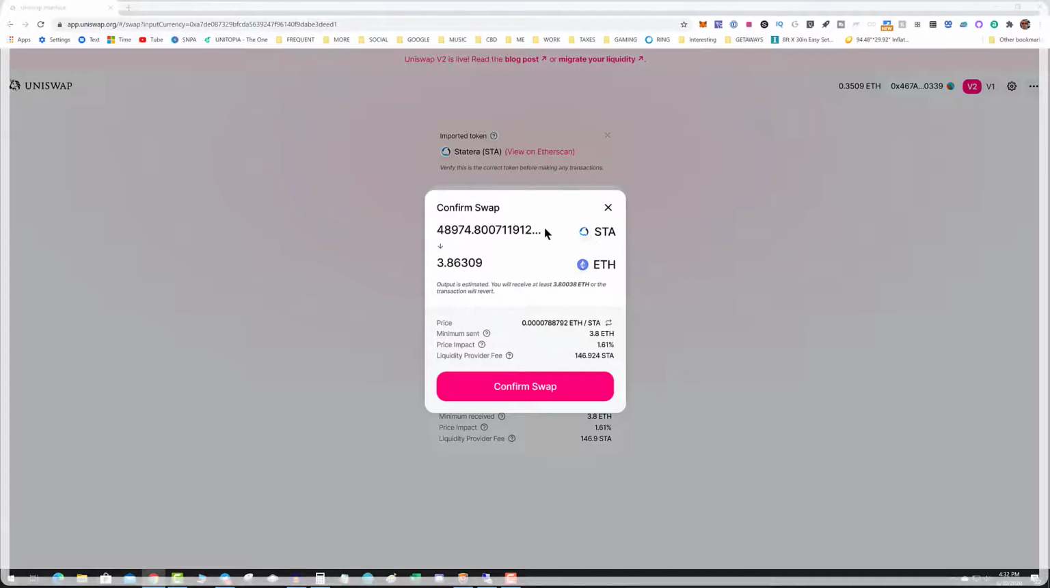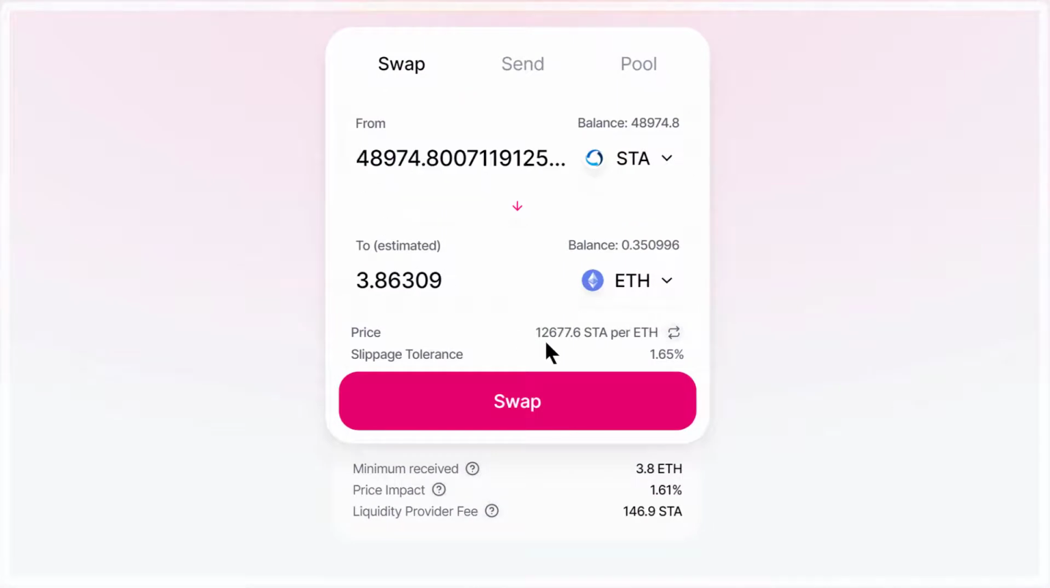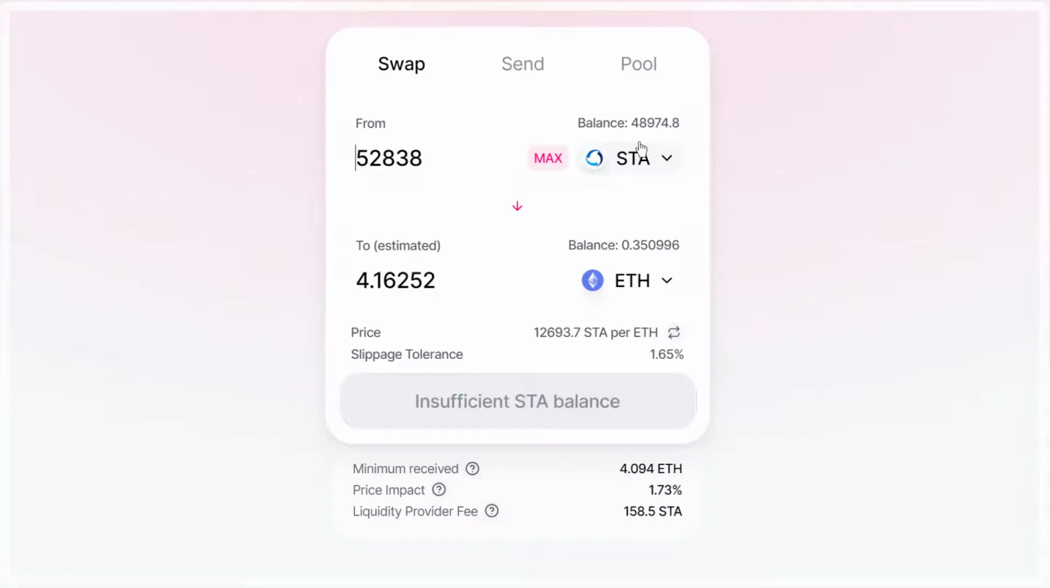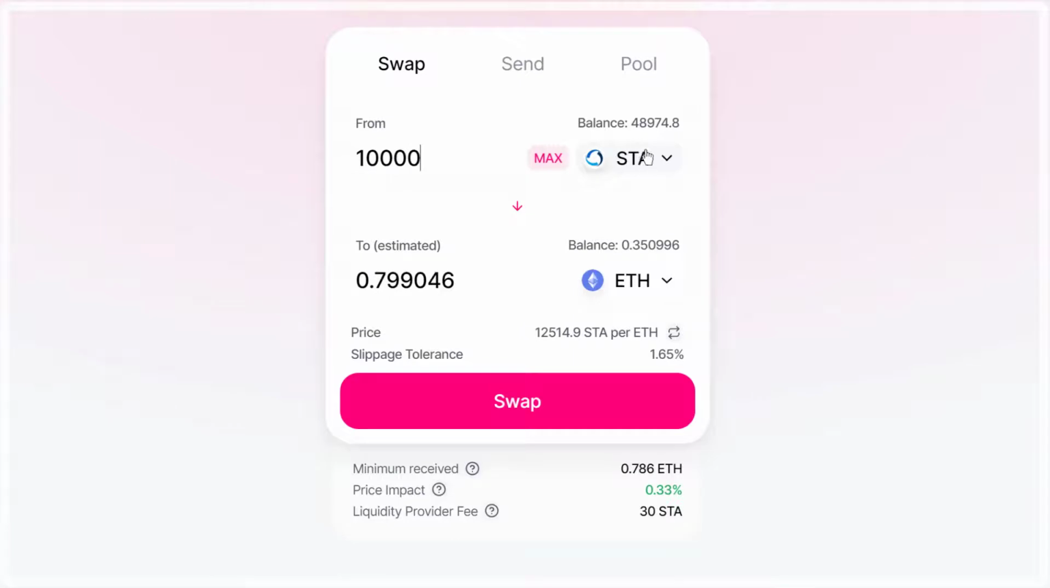Now what are some strategies to get the most out of your buy or sell? Well, first and foremost, you want to limit the size of your order. So if I know that this is going to have a price impact that's really high, I'm just going to limit. I'm going to sell 10,000. So slippage tolerance, so price impact. See how it's much lower? That means the price is not going to change a lot if I sell this 10,000 stack.